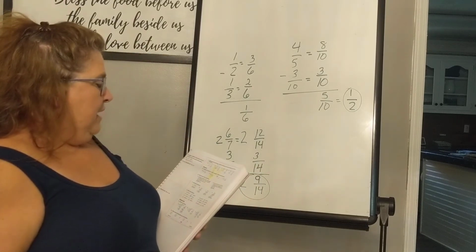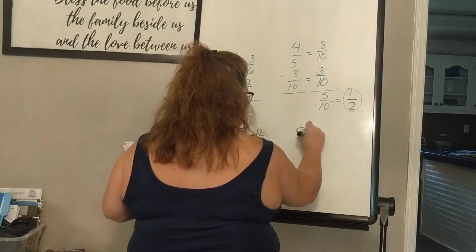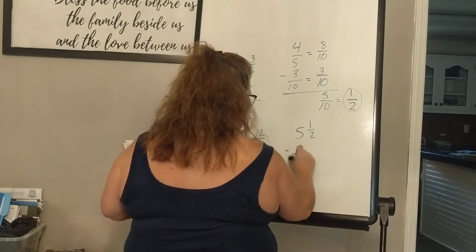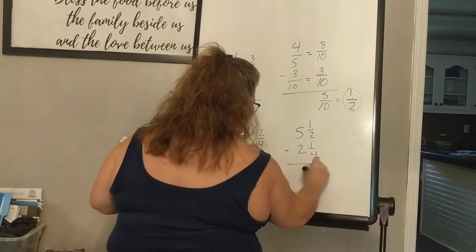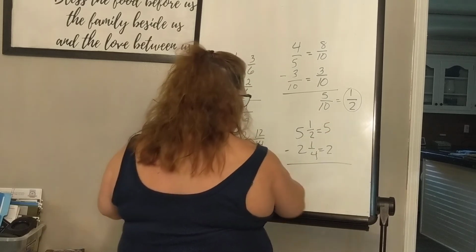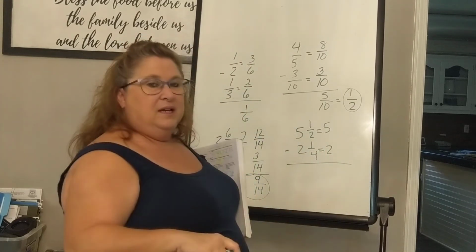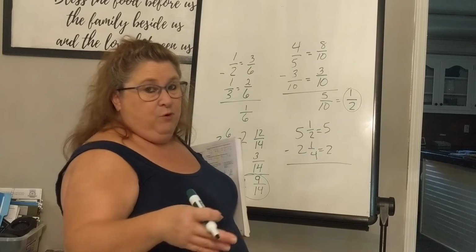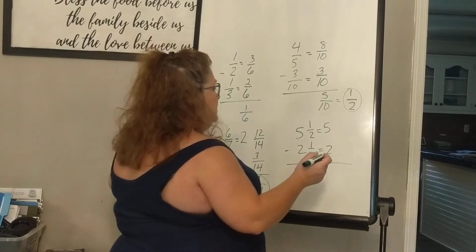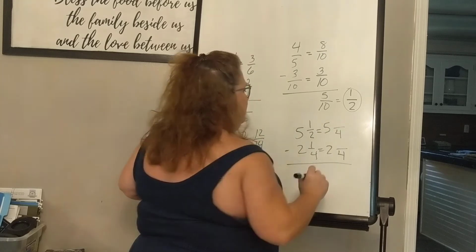And our last one, we have 5 and 1/2 minus 2 and 1/4. Bringing my whole numbers over, don't want to forget them. Now I'm ready to find my least common denominator. I can count by twos and get to 4, 2, 4, and 4 were there. And we're counting by fours, so 4 is my least common multiple. Setting up to make my equivalent fractions.